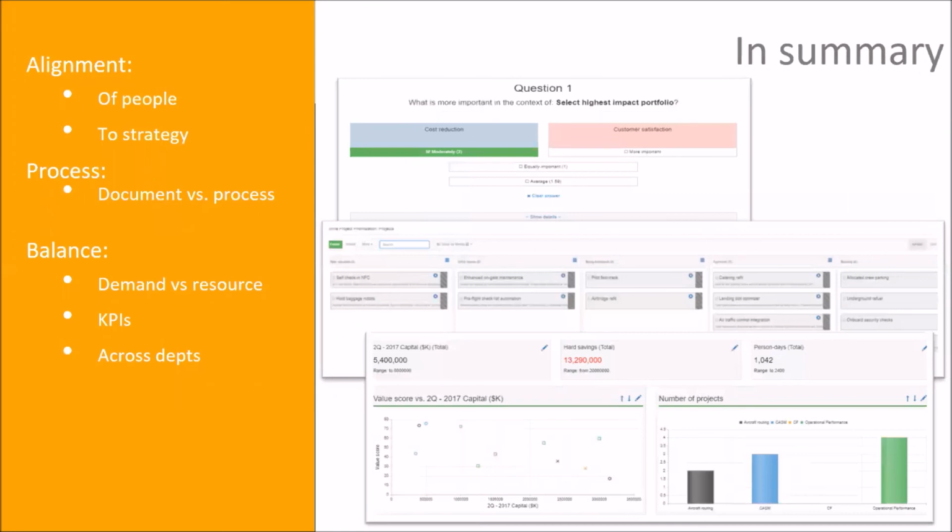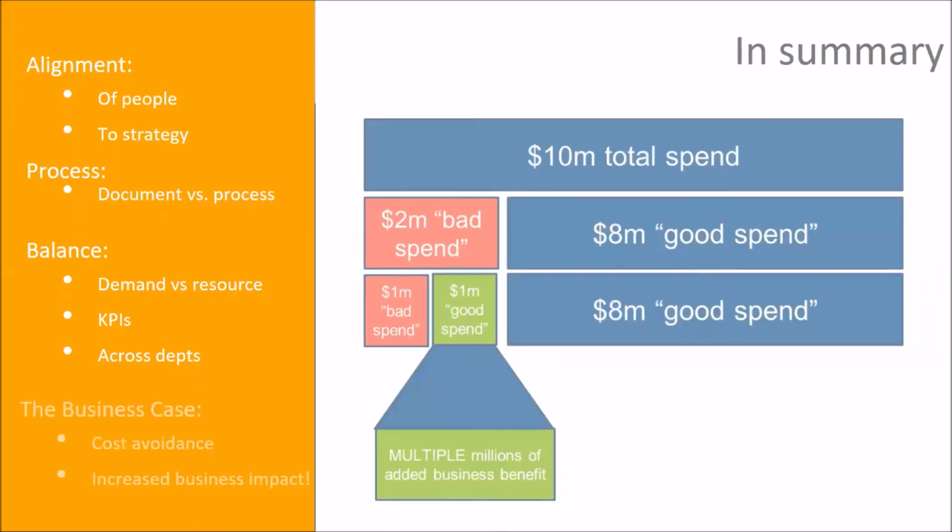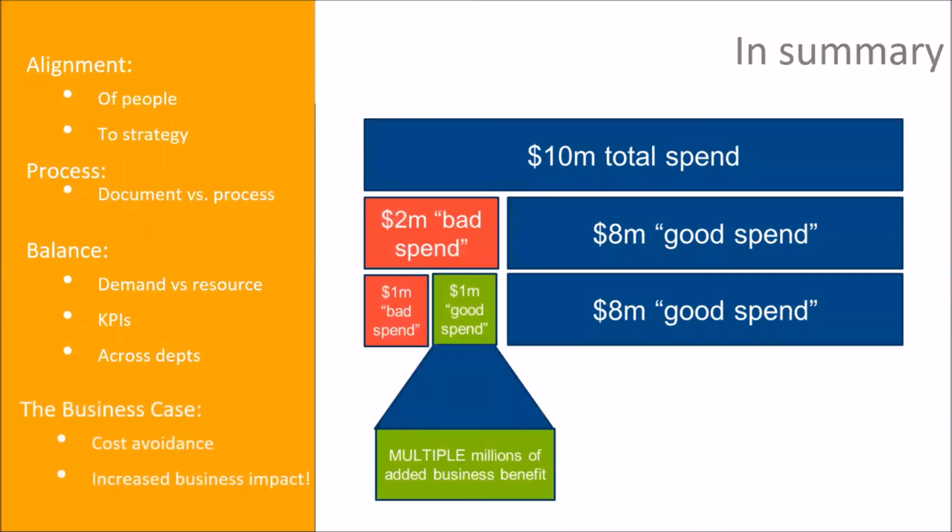So just in summary, we talked about how alignment, process, and balance are the three enablers, if you like. And we looked at what that looks like in software, so you have something to judge by. And we talked about the business case and how strong that is.